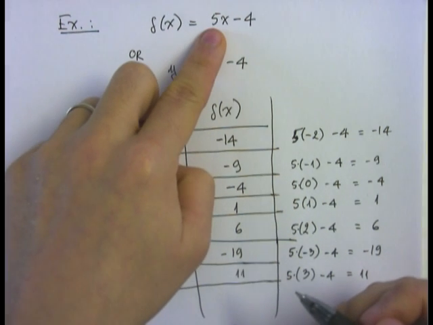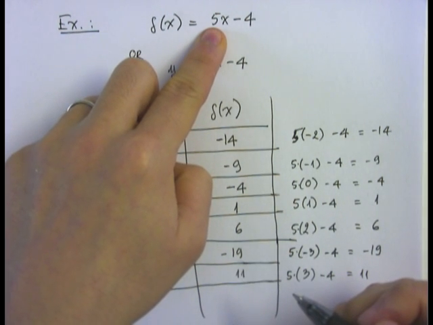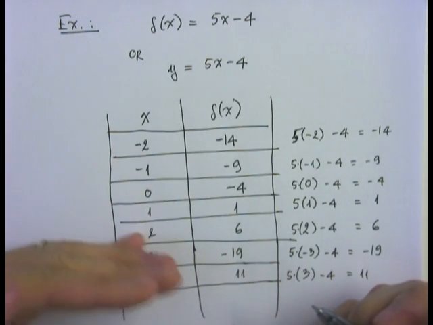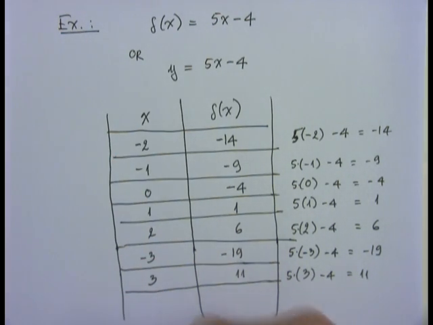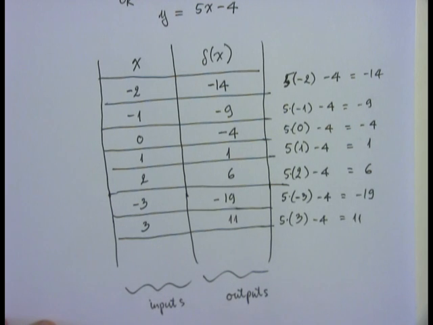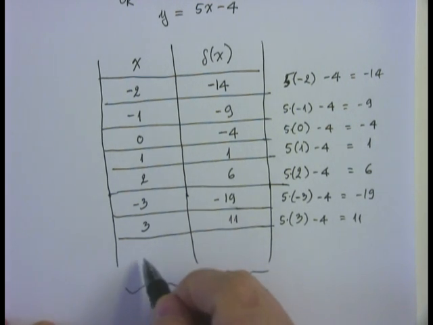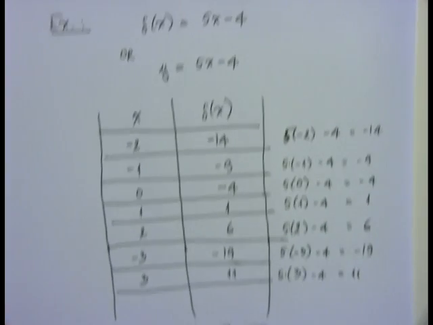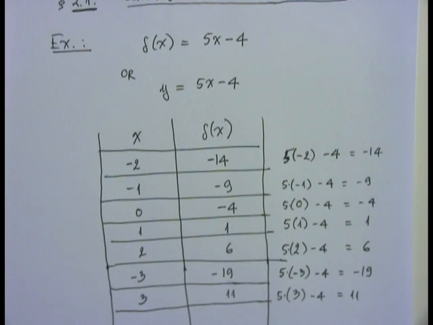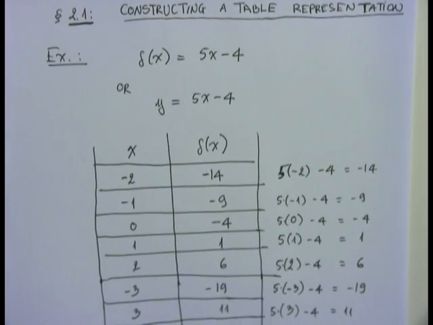And so when you actually know the function's rule, this table here can be built infinitely long by just extending further and further down and choosing more different x values here. And so that's how you can construct a table representation for a function with a known rule.